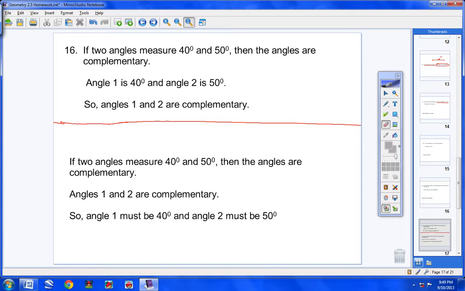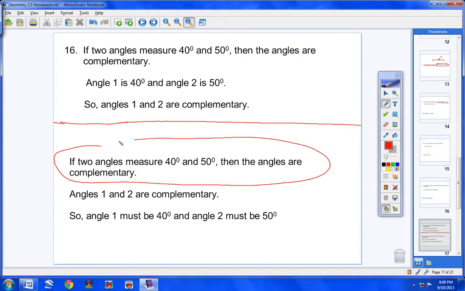Now, guys, look at this. Please listen to me and look at this conditional very carefully. This conditional does not say if two angles are complementary, then they measure 40 and 50, because that's not true. I could have an angle that measures 1 degree, and an angle that measures 89 degrees, and they're complementary because they add up to 90, right? So you cannot say if two angles are complementary, then they measure 40 and 50. And that's what they're trying to assume here.